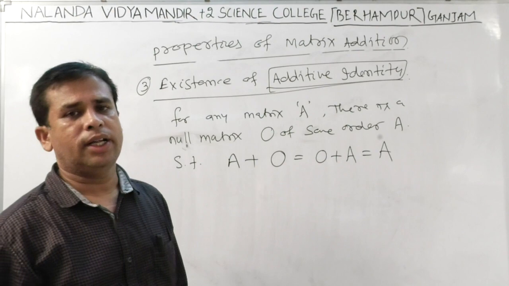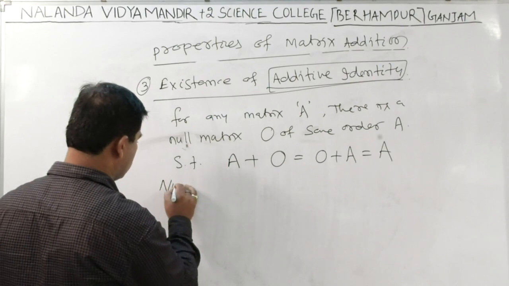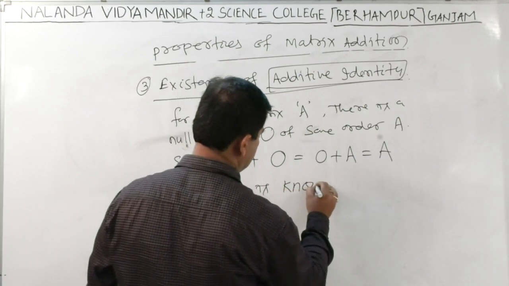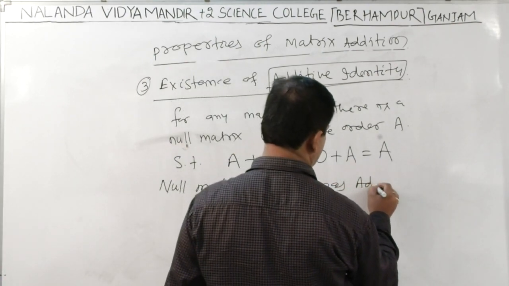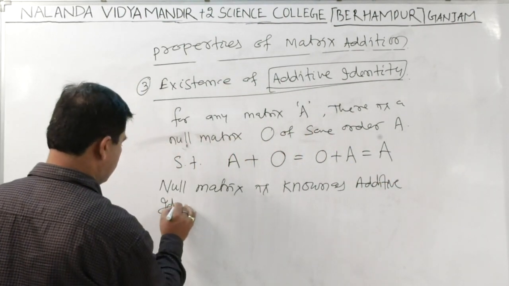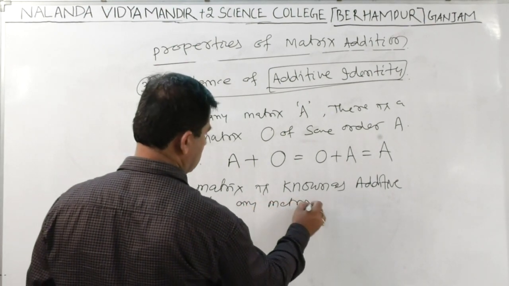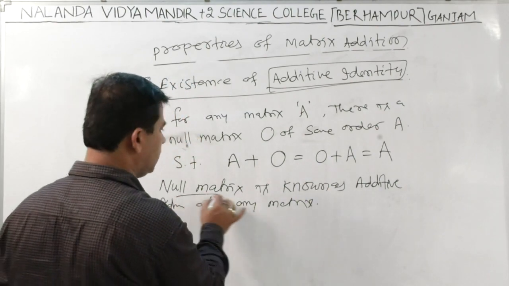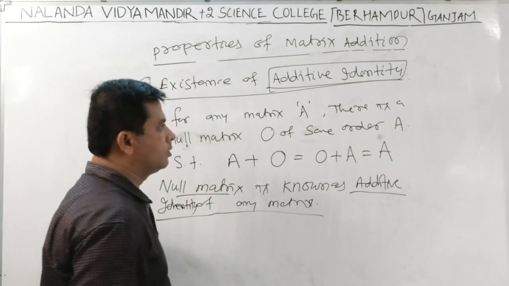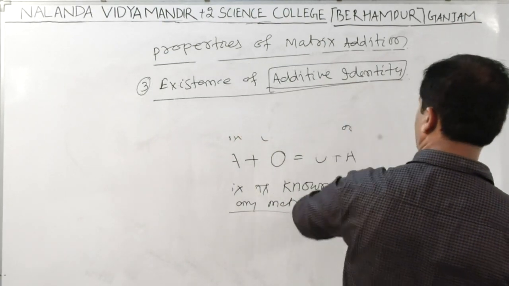So for any matrix there exists an additive identity. Therefore the null matrix is known as the additive identity of any matrix. Null matrix is the additive identity of any matrix. Okay. Now, existence of additive inverse.